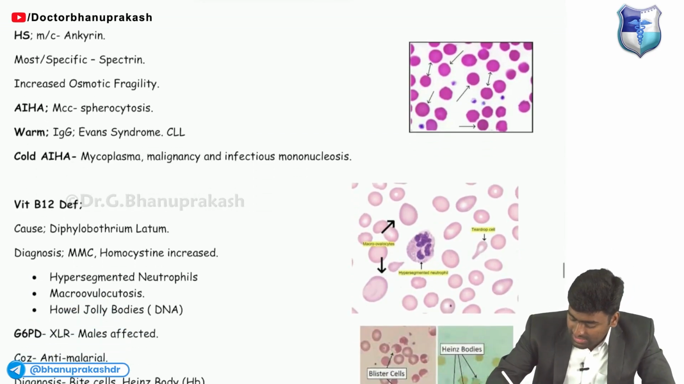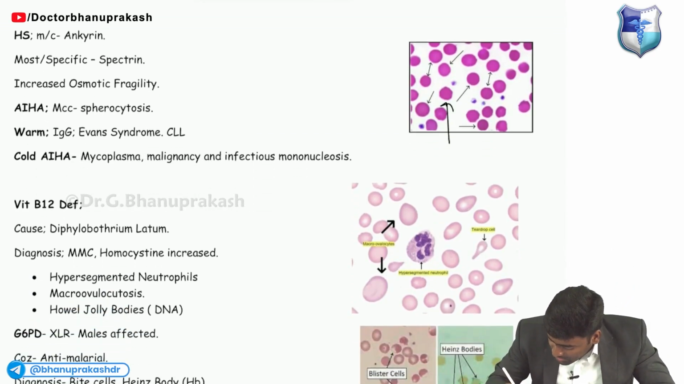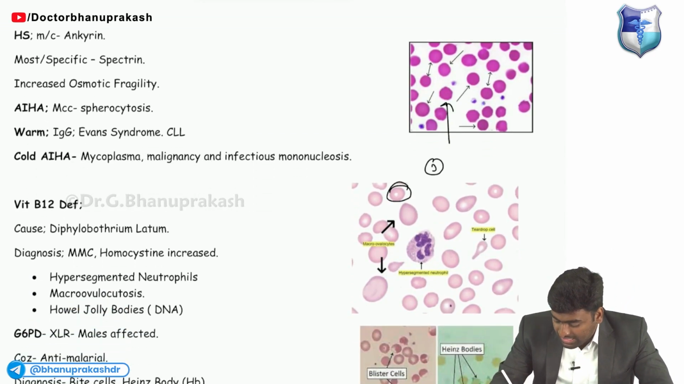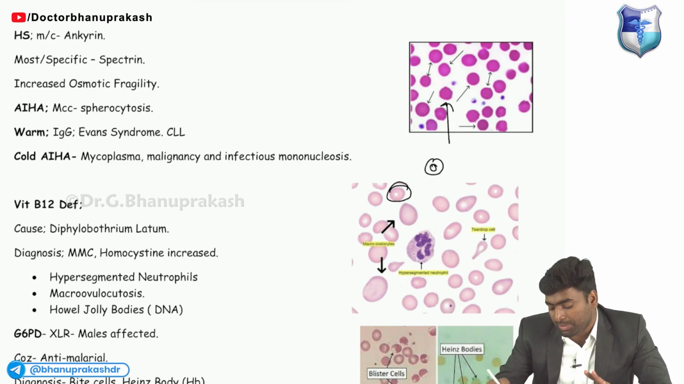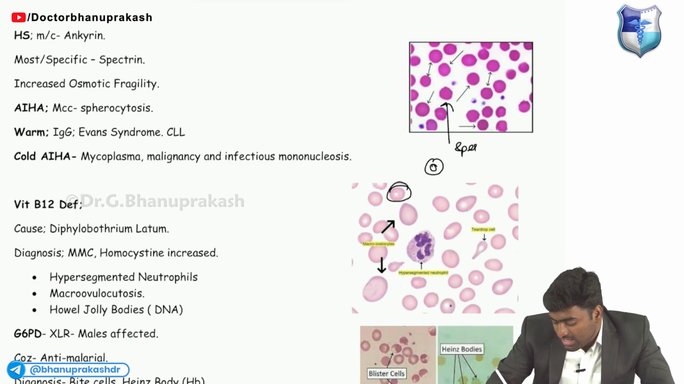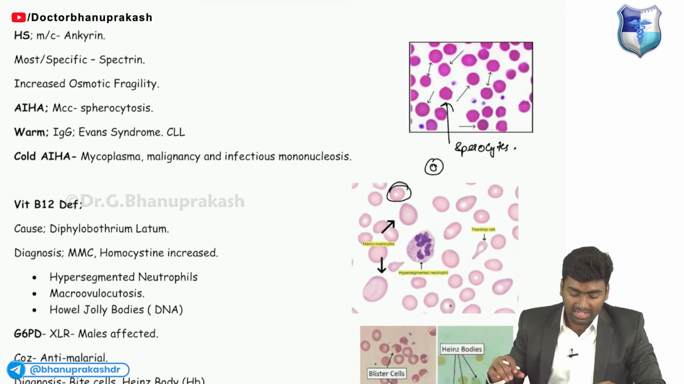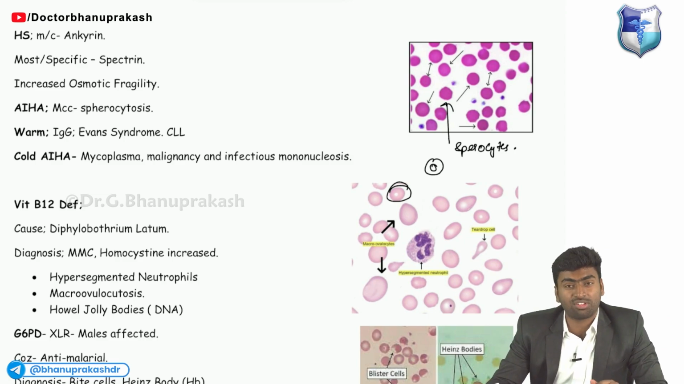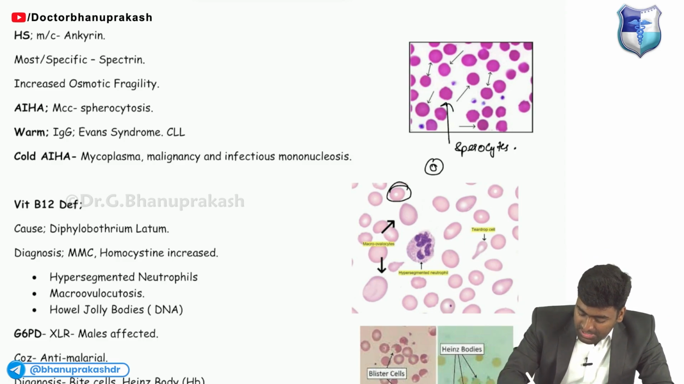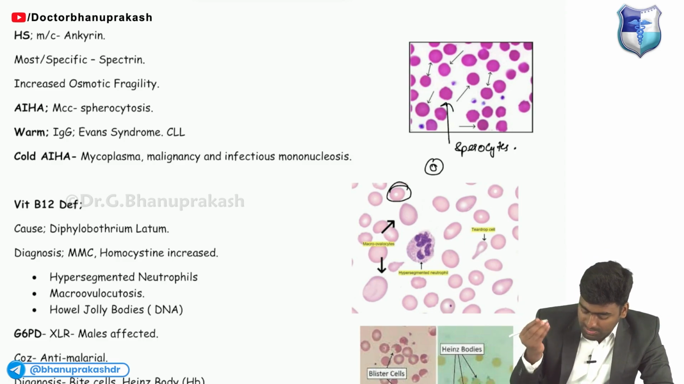Now, look, inside the RBC there is a central pillar. If there is any loss of the central pillar, what will we call them? Spherocytes. The Mentzer index is MCV divided by total RBC count.